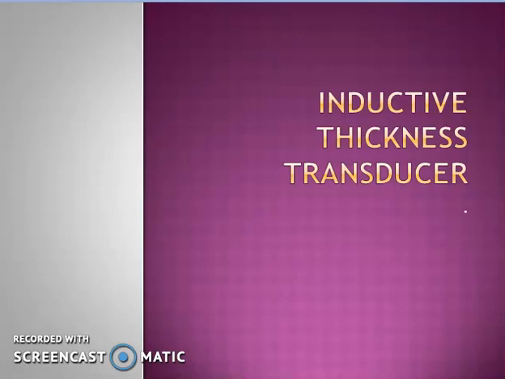Hello, today we are going to discuss the inductive thickness transducer. It is based on the principle of inductance. We are going to use it for the measurement of thickness of materials.